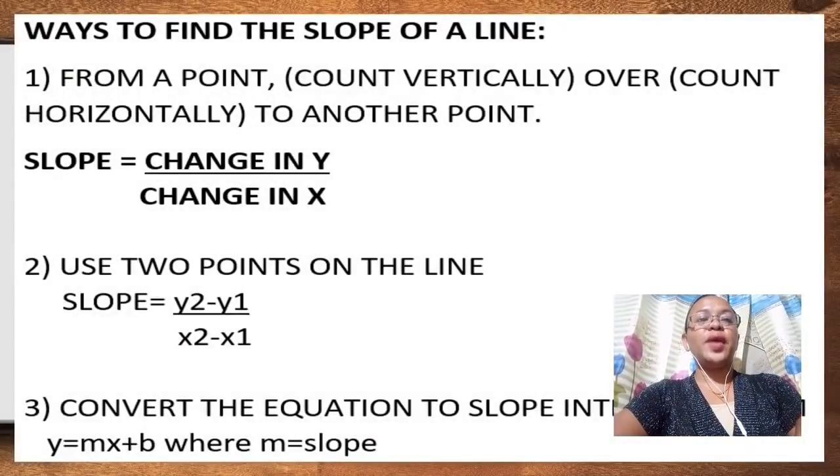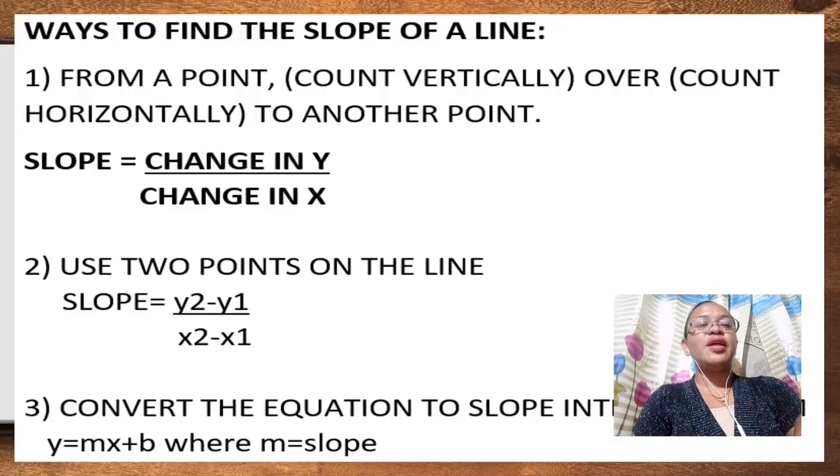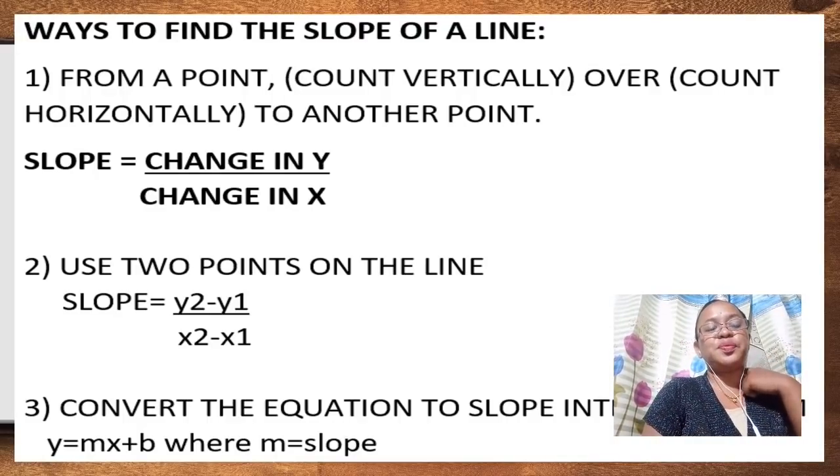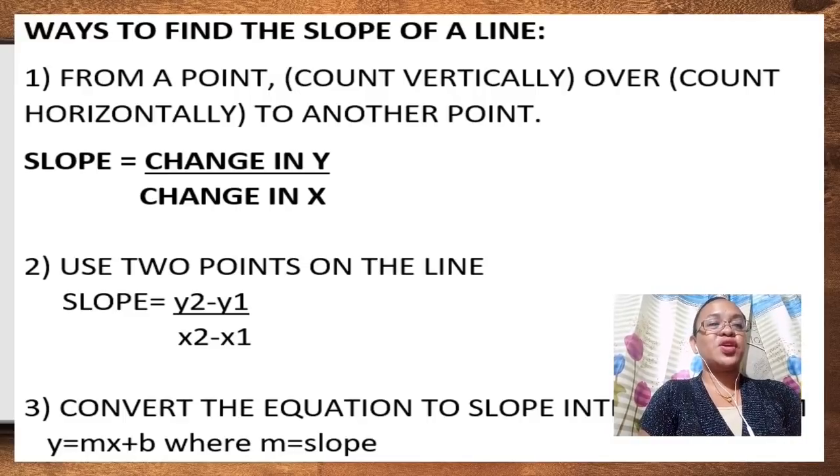Let's have these ways to find the slope of a line. There are 3 ways, and I'm going to teach you how to find the slope of a line using these 3 ways. The first is from a point. If you see a line on the Cartesian plane, you choose a point, and from that point you count vertically, and then you count horizontally to another point. So that is the slope, change in y over the change in x. Later I will demonstrate it.